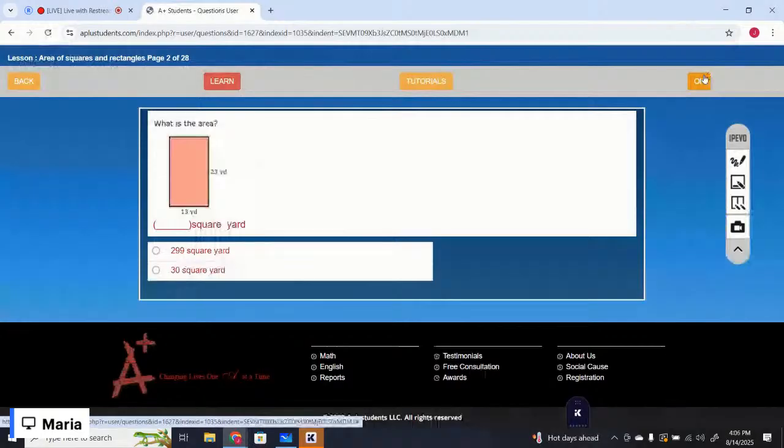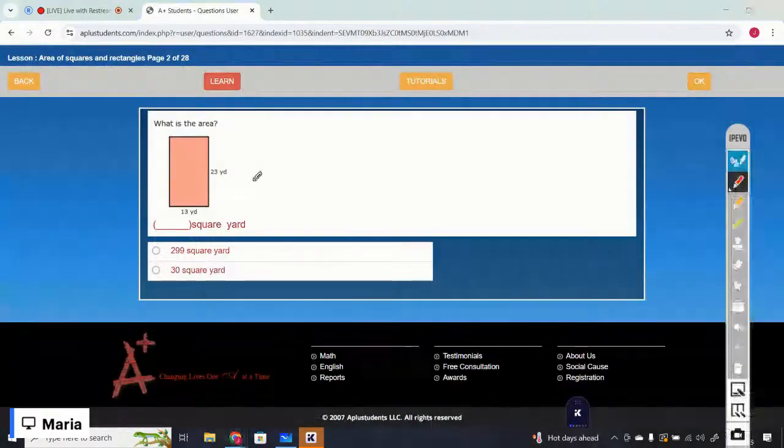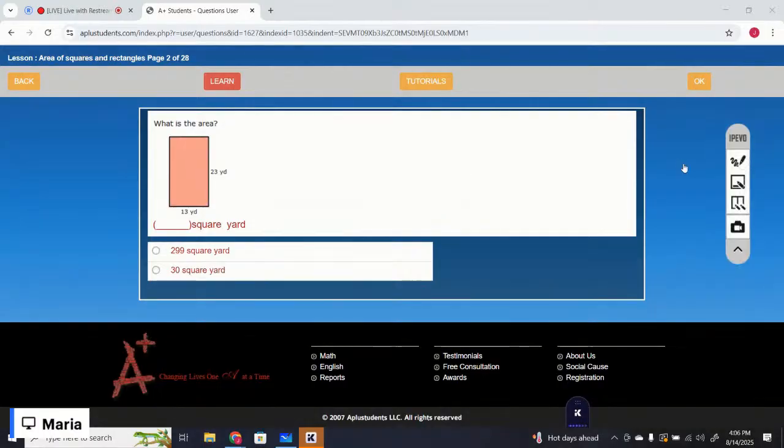What is the area? That is a rectangle, right? We need to calculate the area of the rectangle. So area of the rectangle is length times width. 23 times 13. So 23 times 13 is 299. Option number 1 is the correct option. That is 299 square yards.